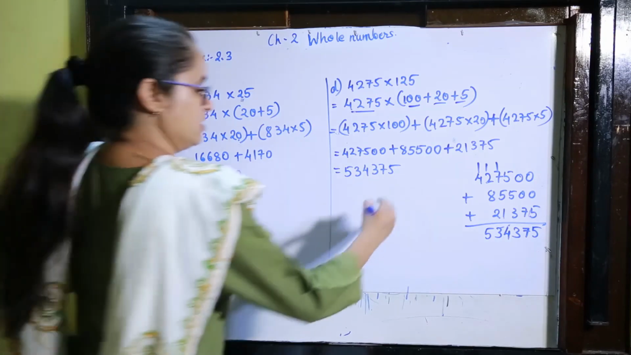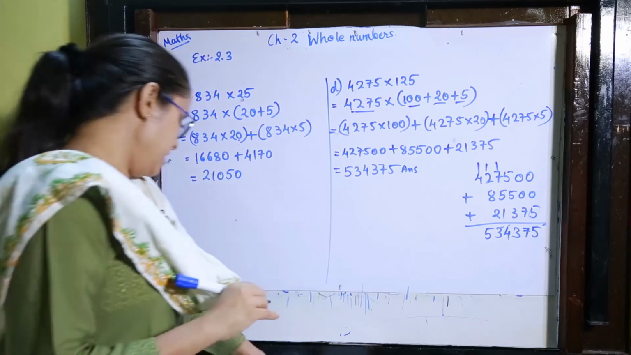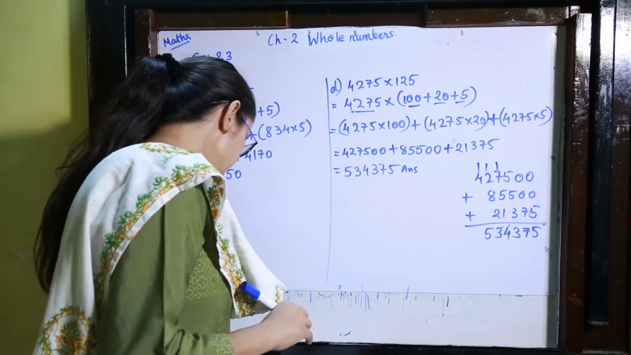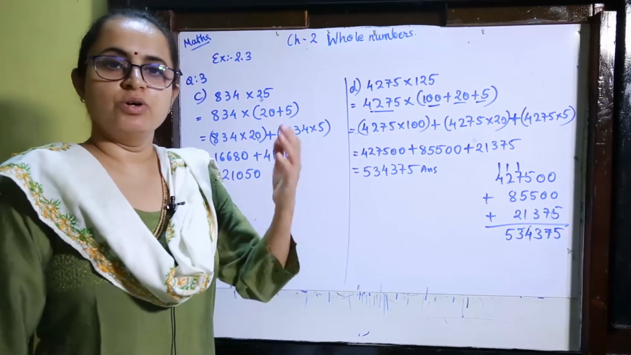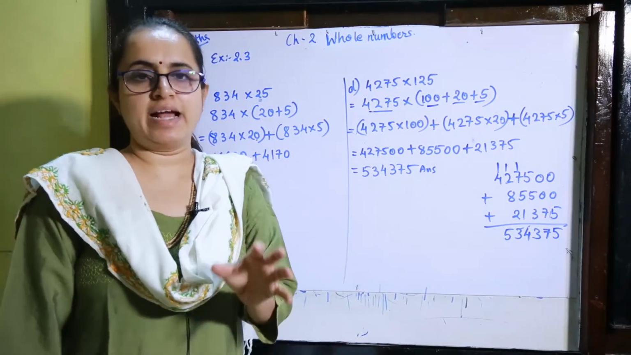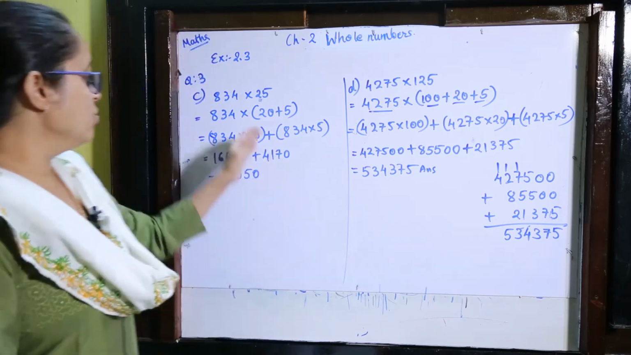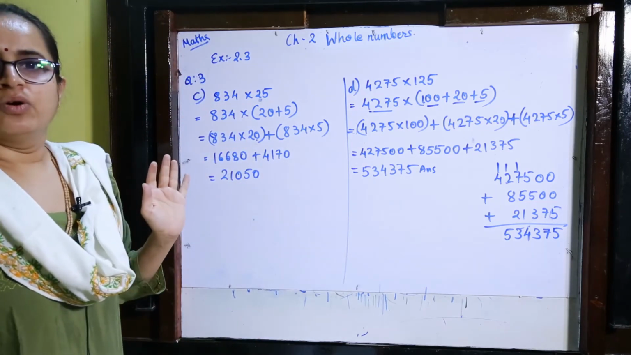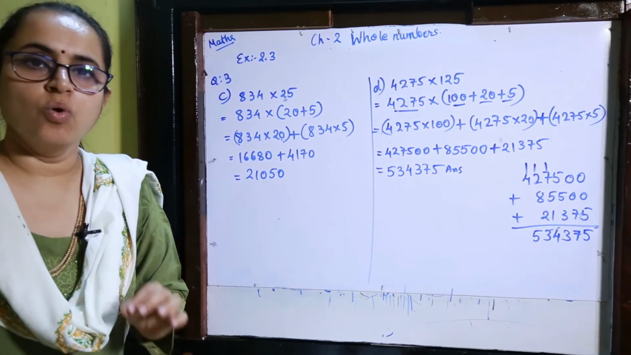This is your answer. Now, answer E is in your homework, which is very easy. 504 multiply by 35. You have to just expand 35 as 30 plus 5 and do it like this. Okay, so that is in your homework. So A, B and E are in your homework, children.